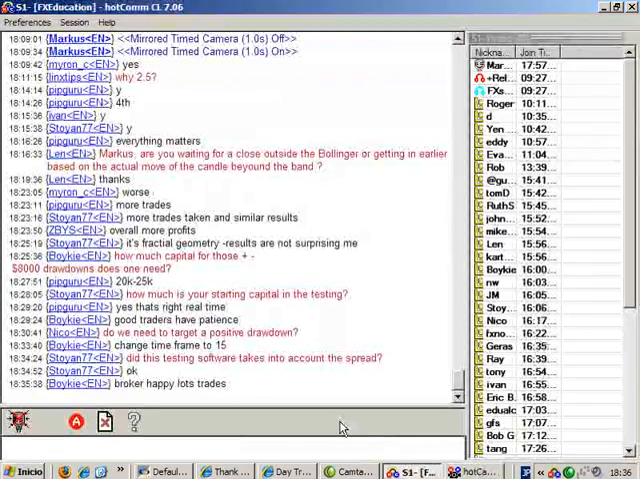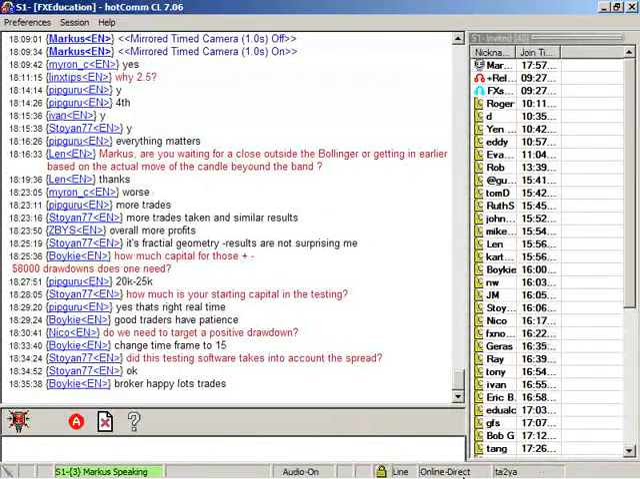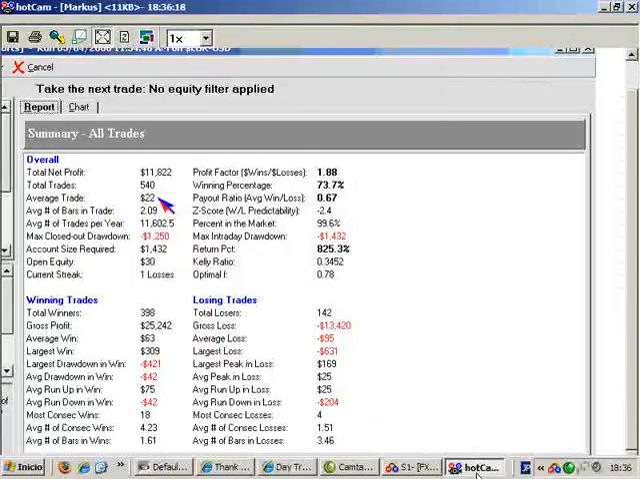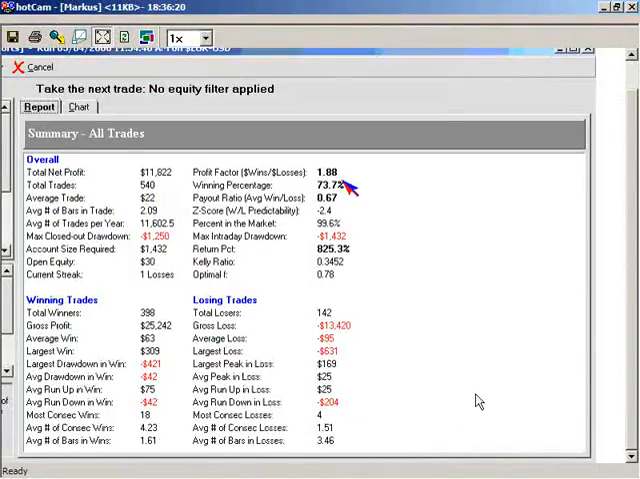But I mean, as long as you keep making money here and have an average trade of $22 after a 2 pip commission, why not? 73% winning percentage. So the average win in a trade is $63 here. The average loss is $95. The largest loss that you have experienced over the past 500 trades has been $600 here. I mean, not too bad. And the overall drawdown over the past 500 trades has been $1,400.